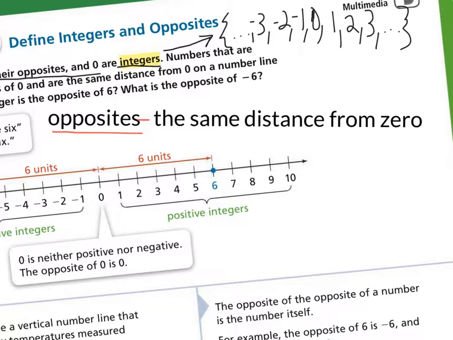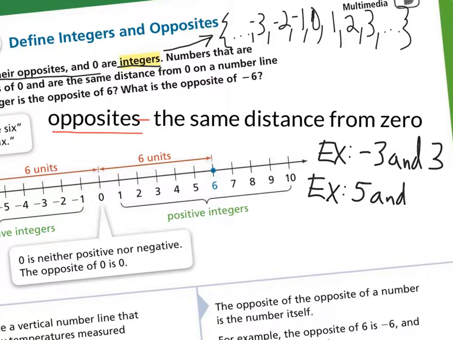So for example, -3 and 3 are opposites. Another example, 5 and -5 are opposites. Okay? They're the same distance from 0. Also, another way to remember them is they just have the opposite signs as each other. It's the same number, only one's positive and one's negative. So the book gives you a couple of examples of that. They give an example here with 6 and -6.